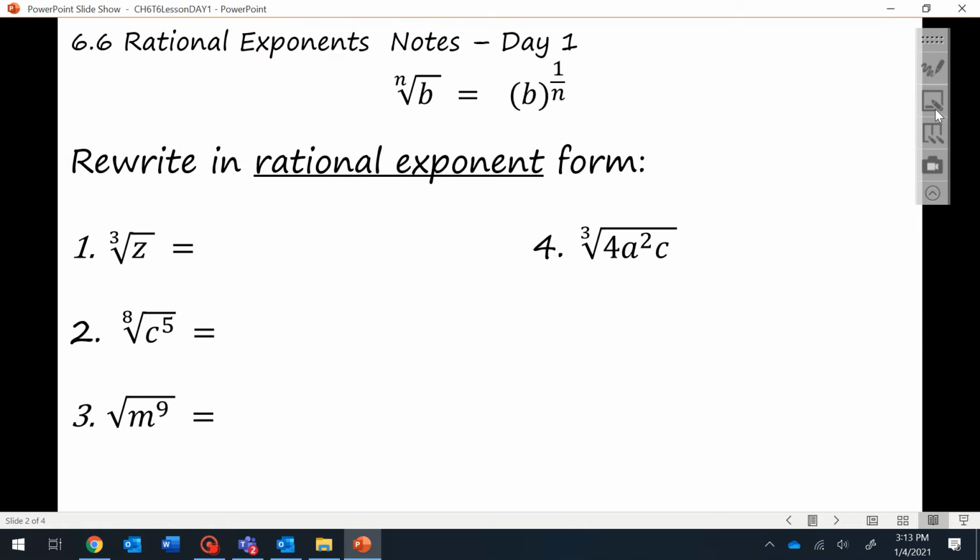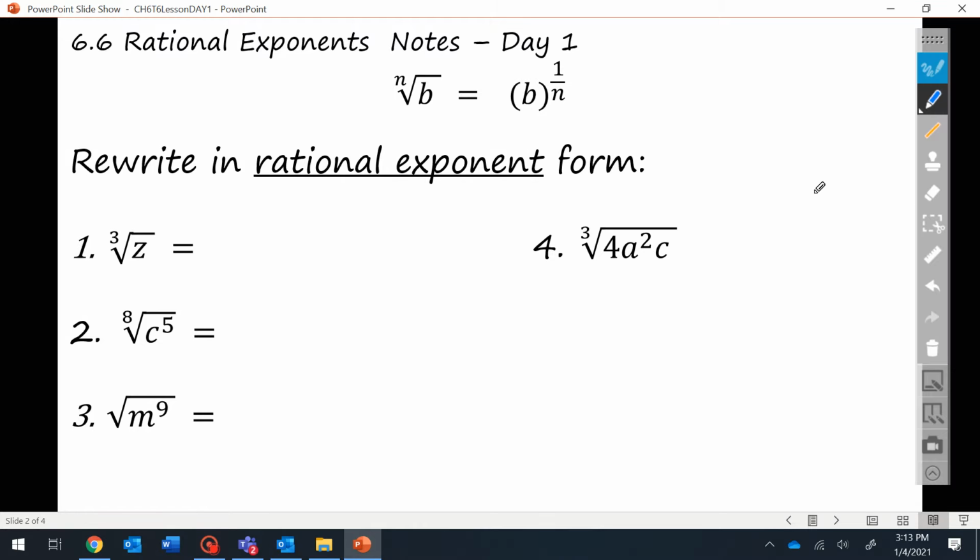And what about if we go the other way? We want to rewrite it in rational exponent form. Well, it's the same thing. We just need to make sure that the index becomes the denominator of the exponent. So this would be z to the 1/3 power.